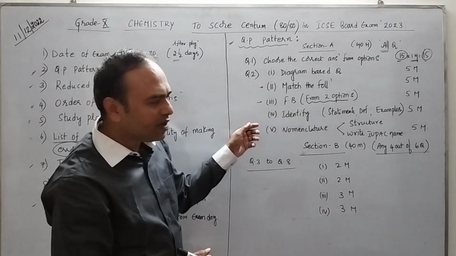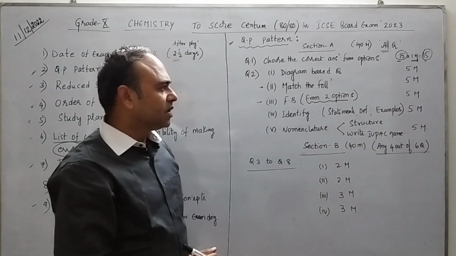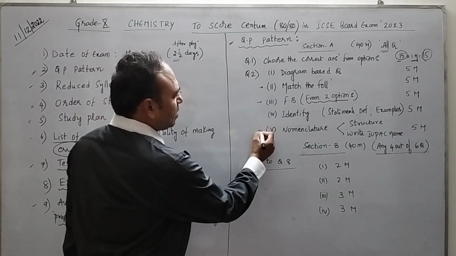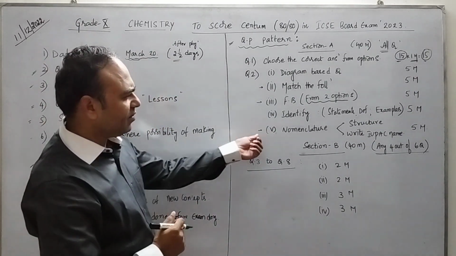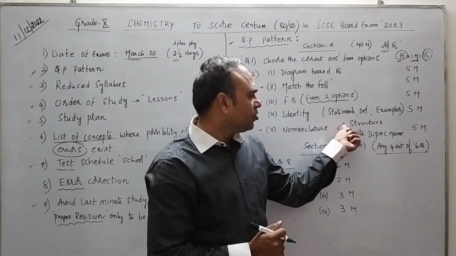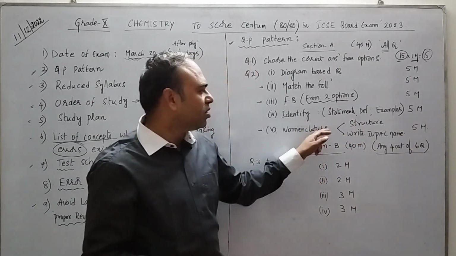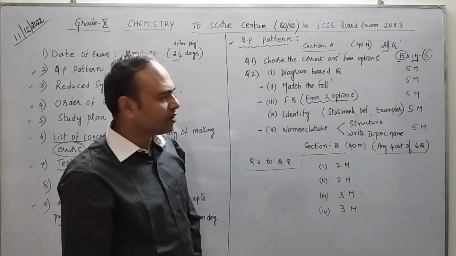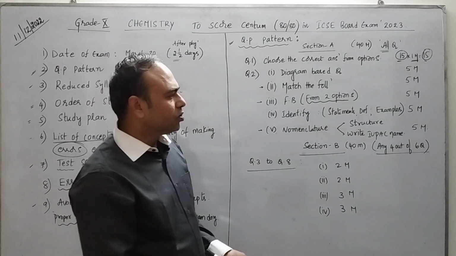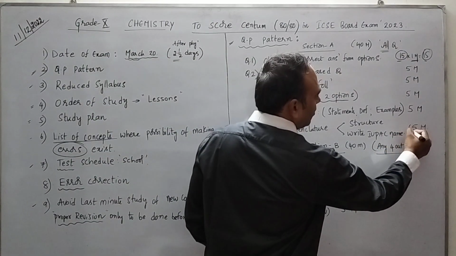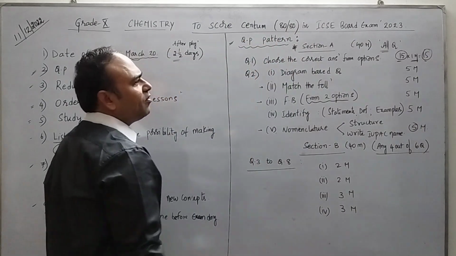And identify. So here you have statements or definitions or examples. Again, 5 marks. Now the last section carries nomenclature. In this question number 5, 2 types of things you need to answer. Number 1, they will give you the IUPAC name, you have to draw the structure. Second one is, they will give you the structure, you have to write the IUPAC name. So this also is for 5 marks. So totally in the first section, you have 40 marks.